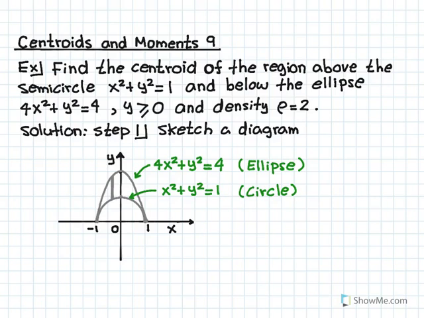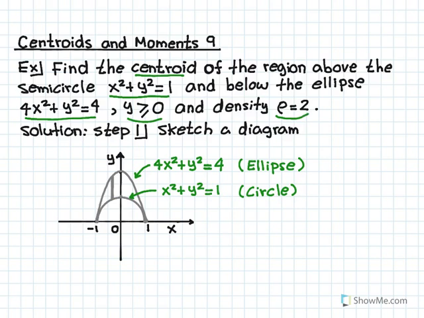In this video, we're going to look at another example of centroids and moments. The question here is to find the centroid of the region above the semicircle x squared plus y squared equals 1 and below the ellipse 4x squared plus y squared equals 4, y larger or equal to 0, and density rho is equal to 2.